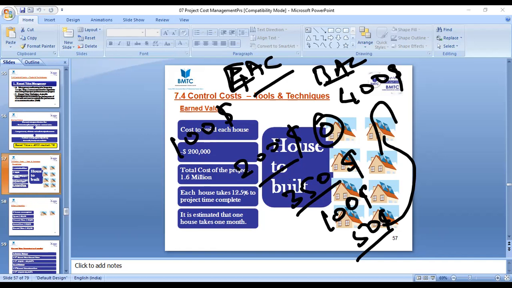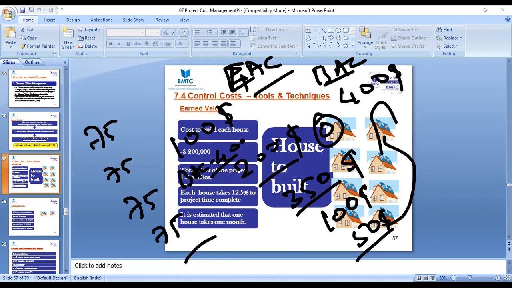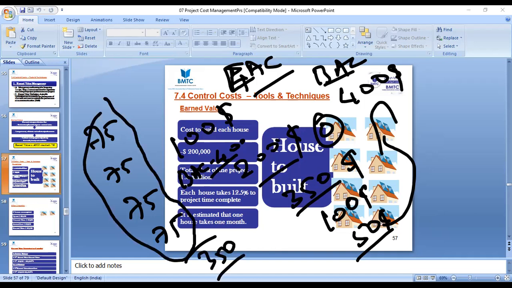Or what happened? Each and every week you are spending 75. Now, what is your BAC? 400. And what is your new BAC? 350. Your actual cost is how much? 300. Each and every week, the actual cost you spend is 75, and adding together, 300. The planned expenditure, 350. So 300 means you are minimizing. So can we call this one still a BAC?